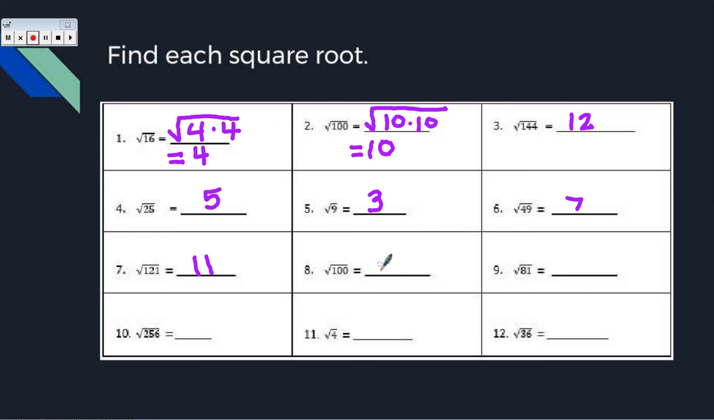The square root of 100, oh look, they gave it to us a second time. It's 10. Hopefully you were paying attention there. Square root of 81, 9. The square root of 256 might be a newer one for you, 16. Square root of 4, 2, and the square root of 36 should give you 6. Please go ahead and make any corrections you need to on your paper before moving on.